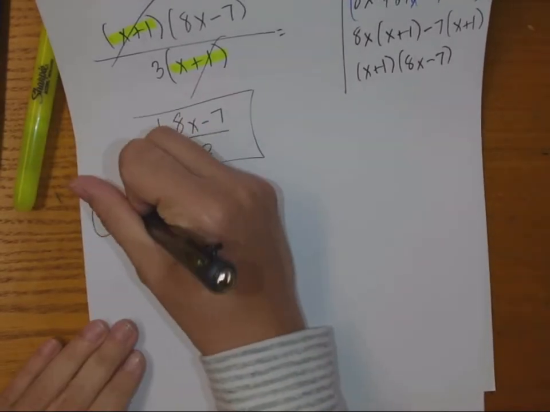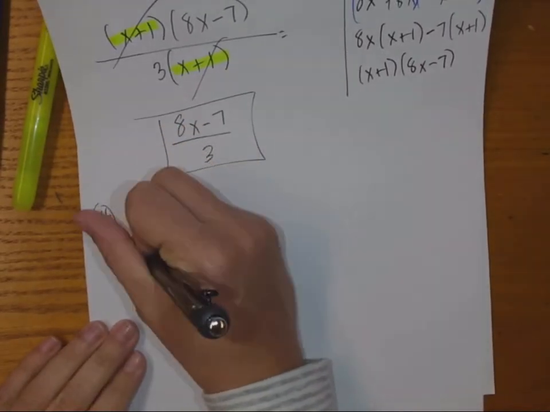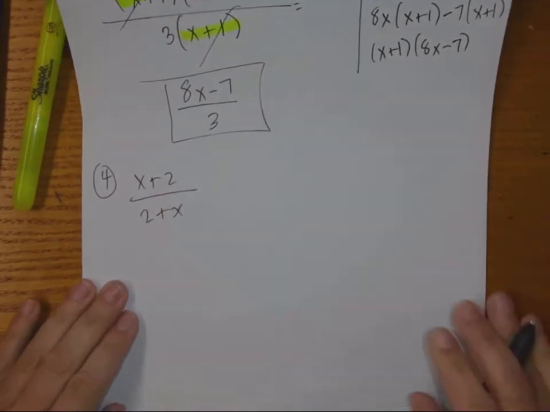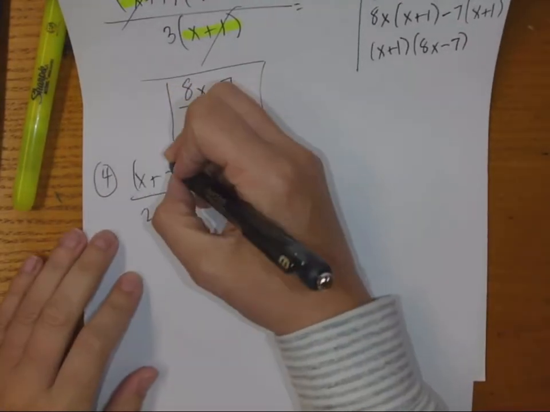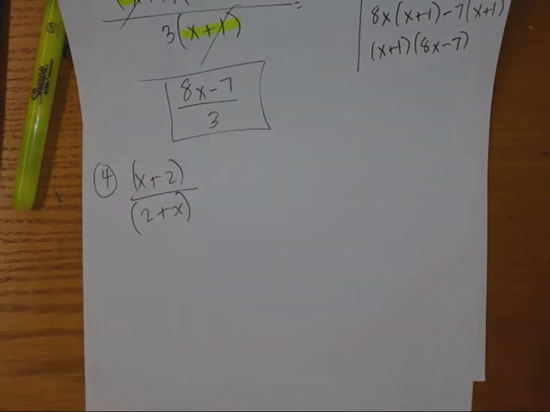If I had x plus 2 on top and 2 plus x on bottom, can I cancel those two things out? Are they exactly the same or are they different? So think about that to yourself for a second. So the answer is kind of yes for both of those. Do they look exactly the same right now? No. Are they actually exactly the same?